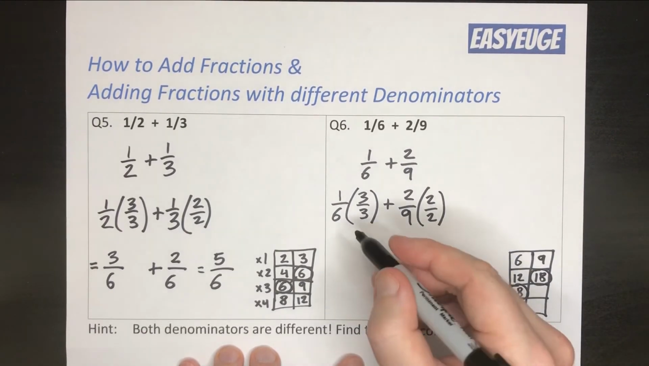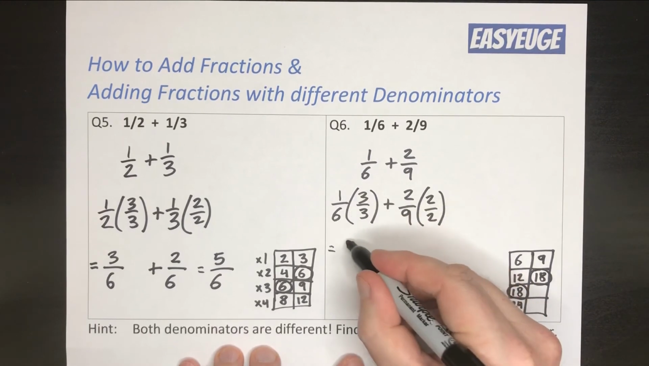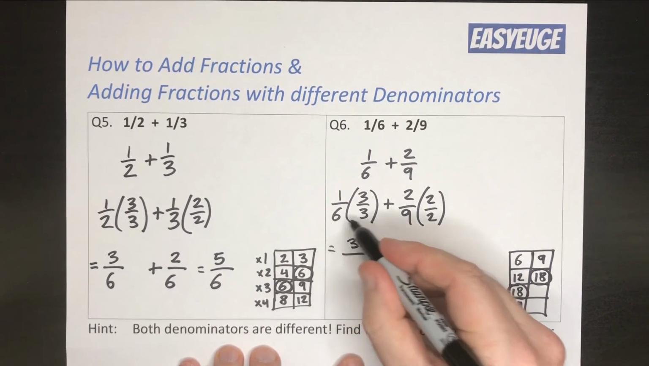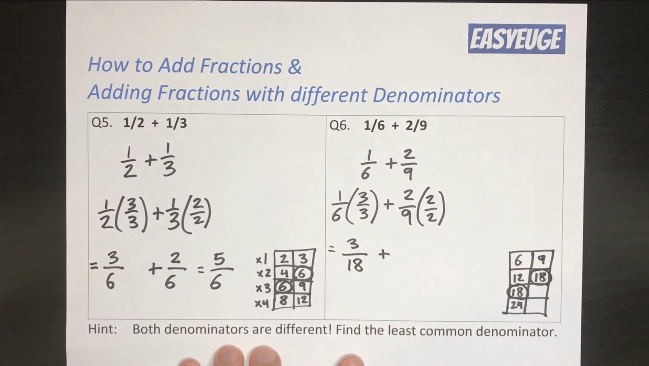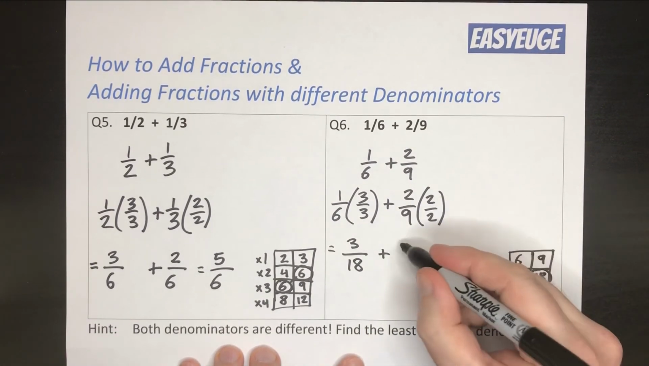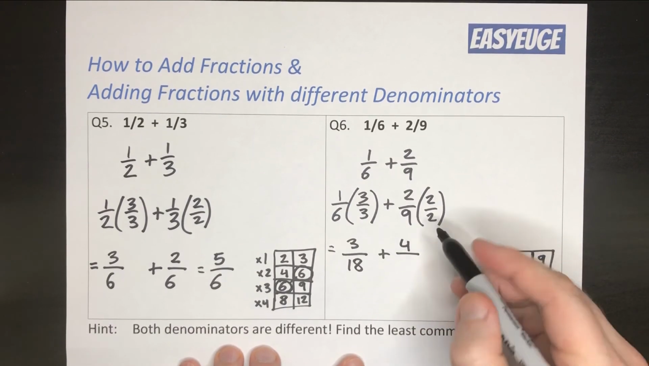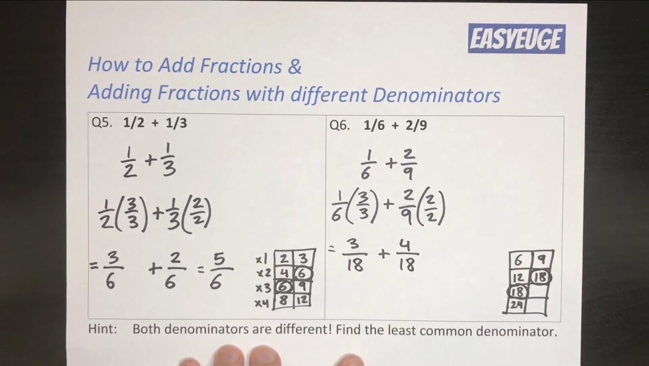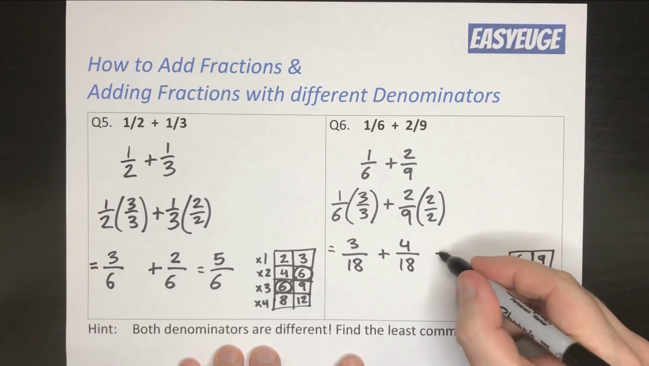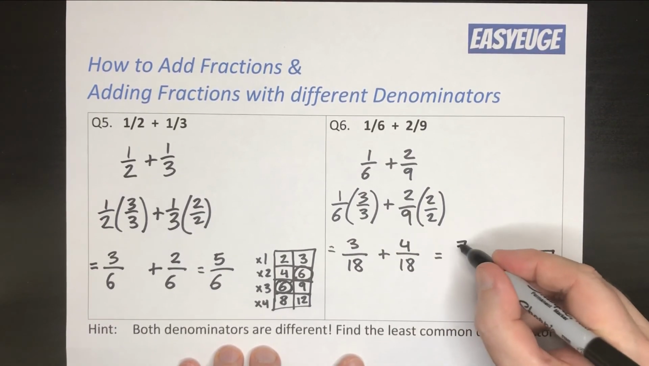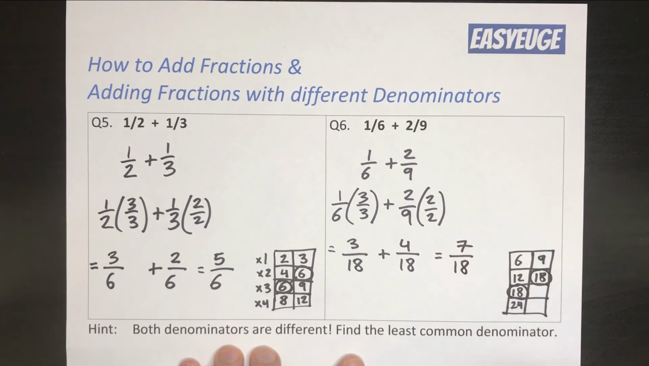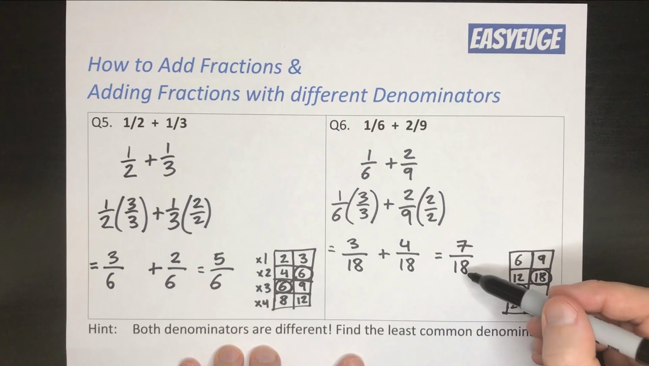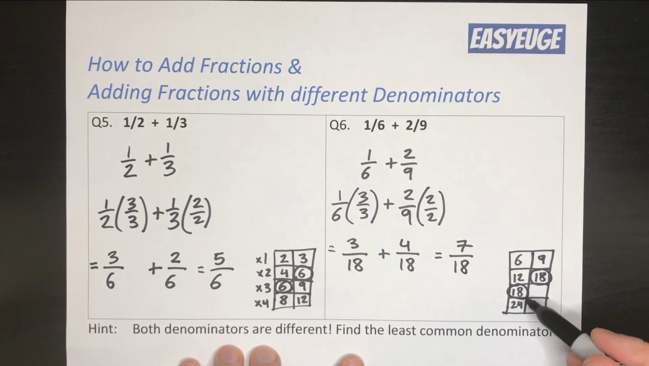Let's work it out. 3 by 1 is 3. 6 threes are 18. And let's add on. 2 by 2 is 4. And 9 by 2 is 18. Now we have like denominators, so we can simply add: 3 plus 4 is 7. 18 carries straight across, and there you go. Your answer is 7 over 18, just like the lookup table.